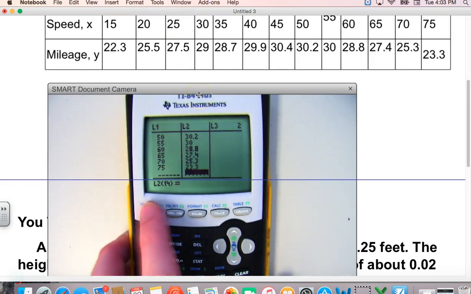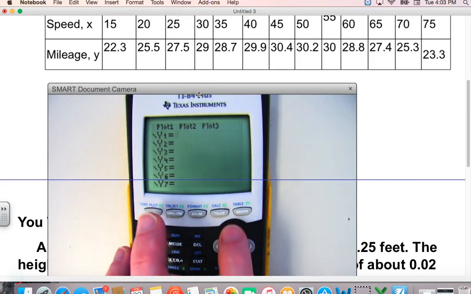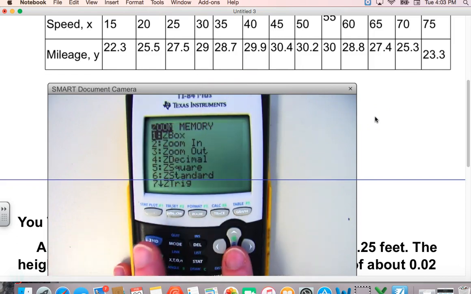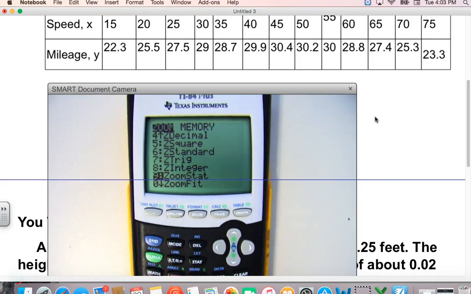All right, so now you hit y equals, and we want to go up and hit plot 1 and hit enter to turn the stat plot on. All right, so that's the next step, and we want to go to that plot. So remember, we want to zoom. Which one are we going to pick? We're going to pick zoom stat to zoom to our stat plot.